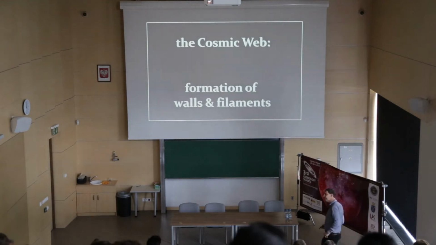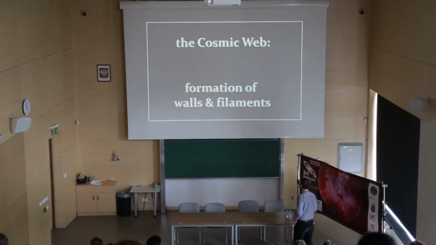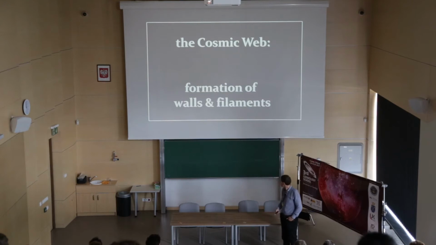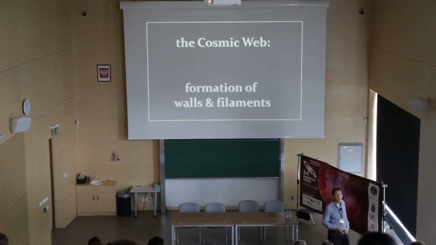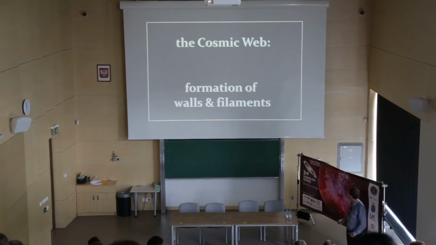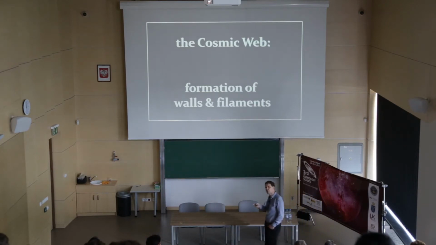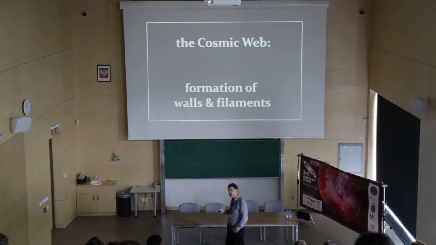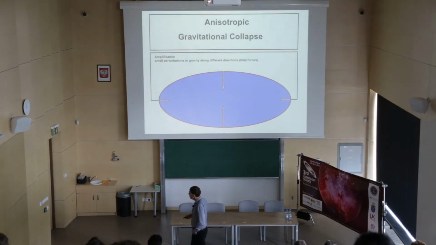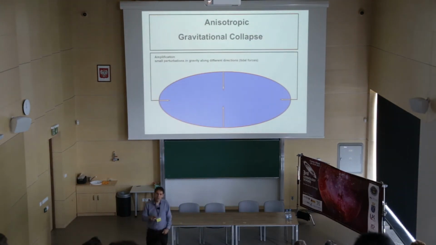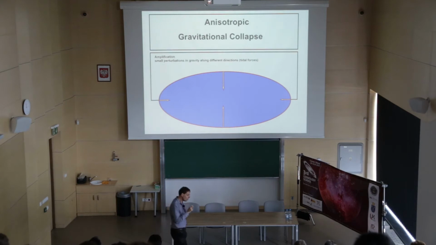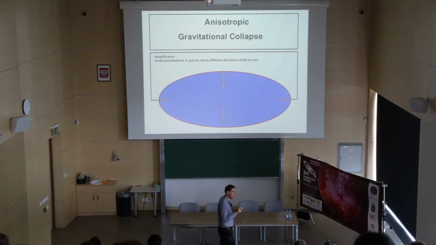So let's get to the aspect of the anisotropic collapse. Why does this process of gravitational structure formation lead to the formation of walls and filaments? Why is this so characteristic for the first stages of structure formation? Well, it all comes down to another instability aspect of gravitational collapse.